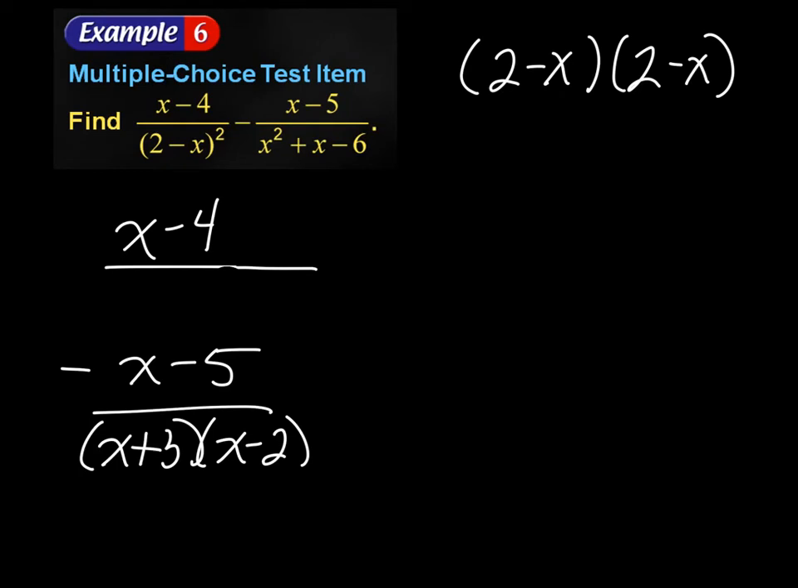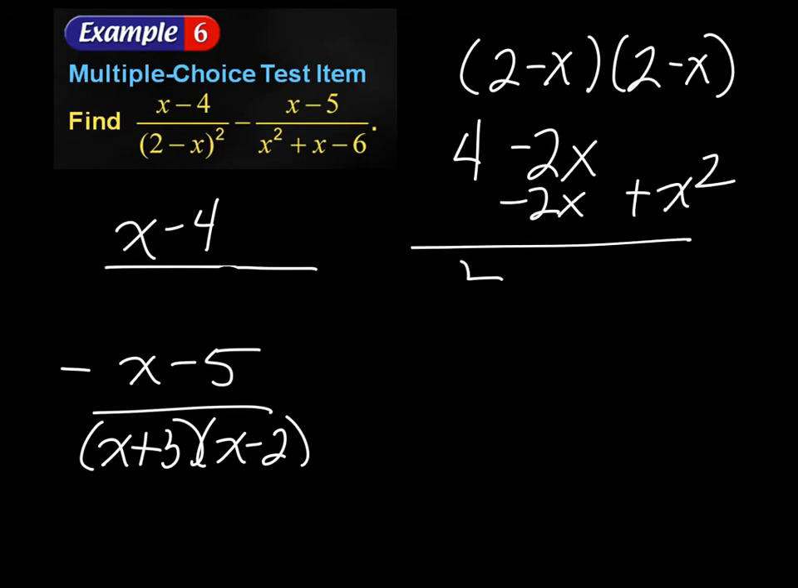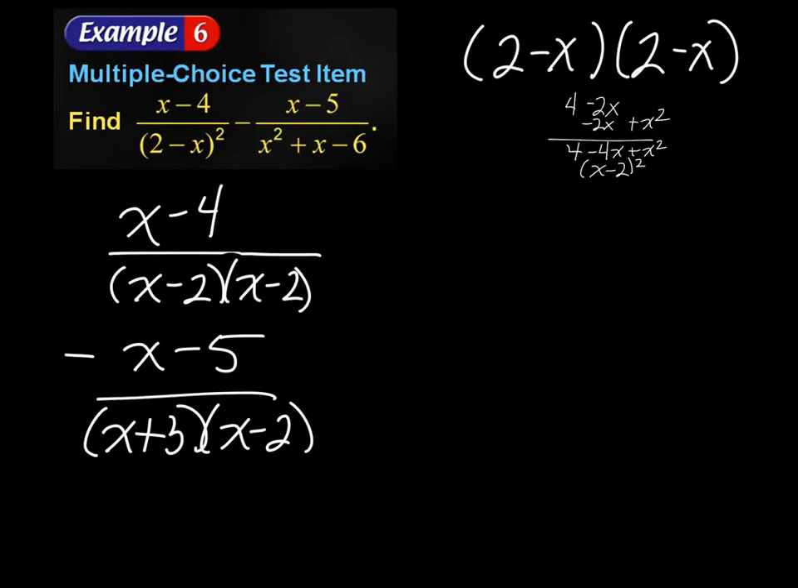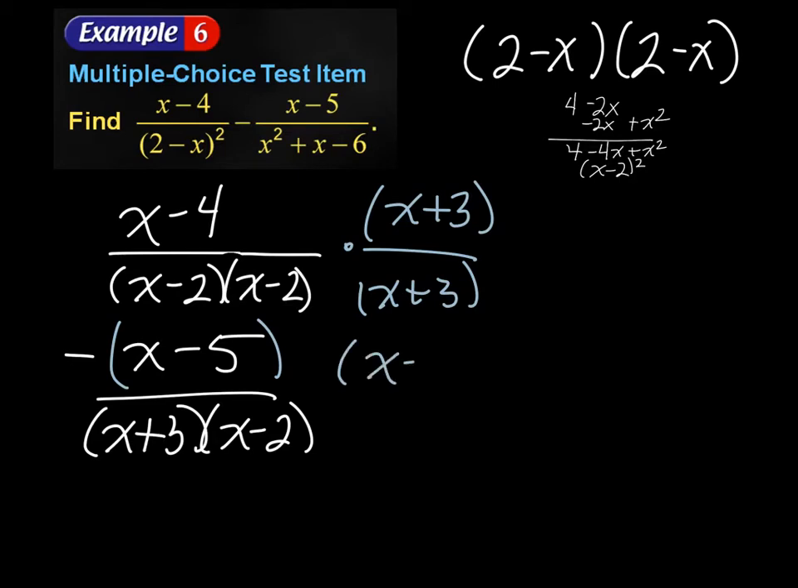This problem's got a little interesting catch to it. When we FOIL out 2 minus x squared, we get 4 minus 2x minus 2x plus x squared, which happens to be the same as if we had x minus 2 squared. I can't say I've come across that too many times before. So to get our common denominator, the first fraction needs a factor of x plus 3 multiplied through, and the second one is going to need another factor of x minus 2.